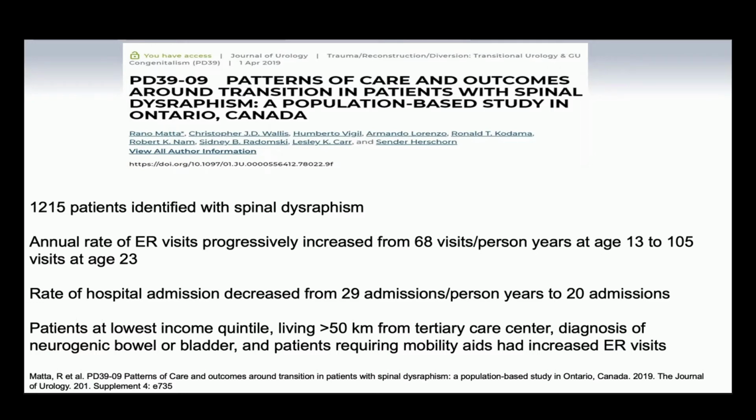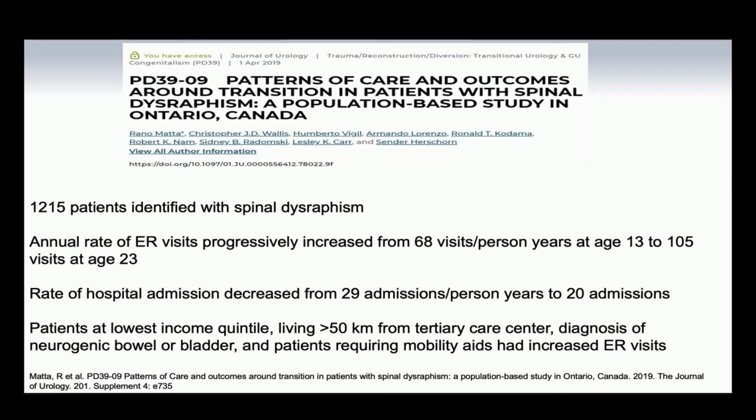At the same time, though, the rate of hospital admissions decreased from 29 admissions per person years to 20 admissions per person years. And their abstract didn't really say why these patients were presenting to the emergency department, but I'm sure the data is there. But one might assume that it could be for something that doesn't require admission, UTIs, pain, for example. They found that patients in the lowest income quintile, or those living far away from the tertiary care center, those with a diagnosis of neurogenic bladder or bowel, or patients that require mobility aids, have increased emergency department visits.